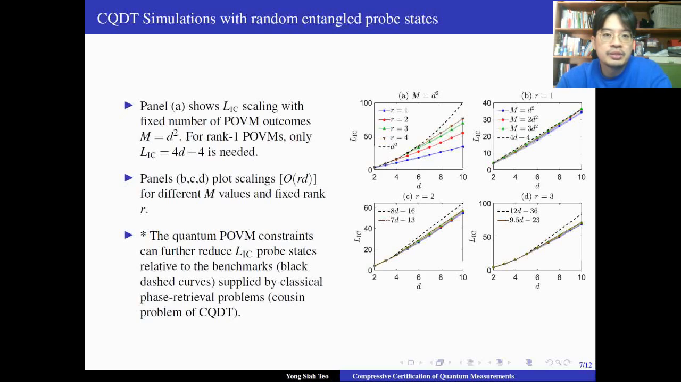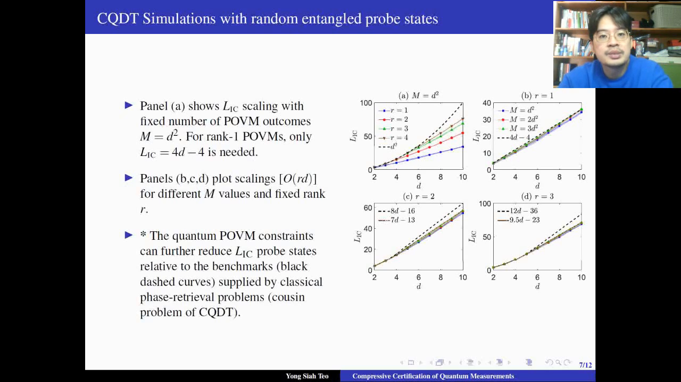In this slide, we look at the performance using random entangled probe states. So panel A shows the LIC scaling behavior, which is again the number of informationally complete probe states you need to uniquely characterize the POVM with a fixed number of POVM outcomes. So we see that for rank 1 POVMs, we only need 4D-4 probe states to uniquely reconstruct them. This is actually a linear scaling in the dimension. So there is also clearly a larger reduction in LIC as the rank decreases compared to the D-square scaling required when certification is not employed.